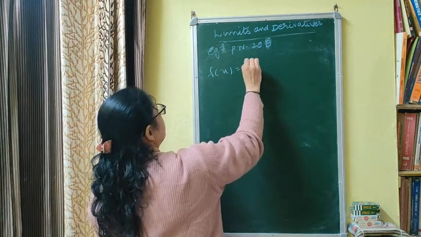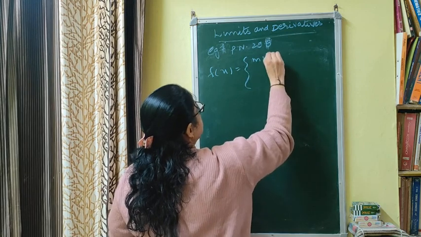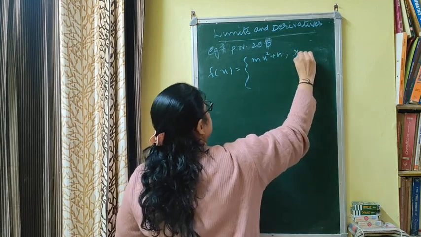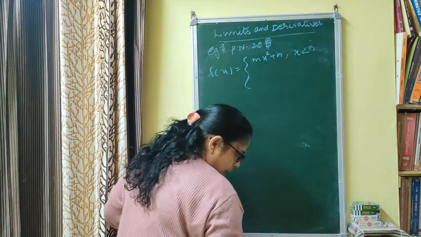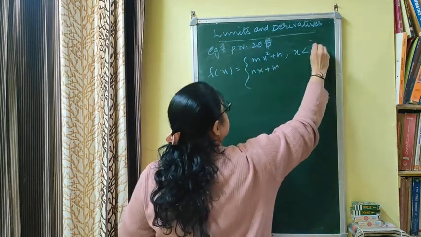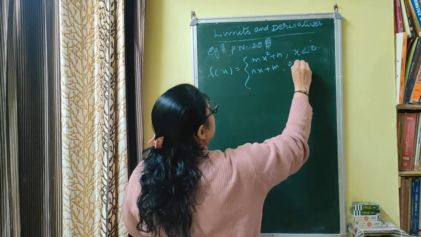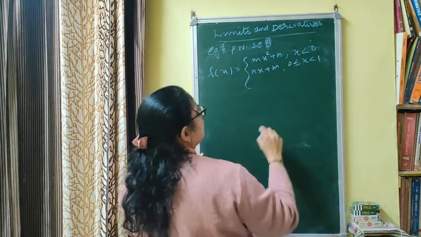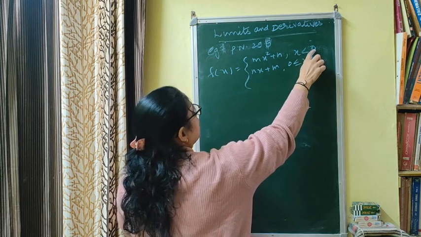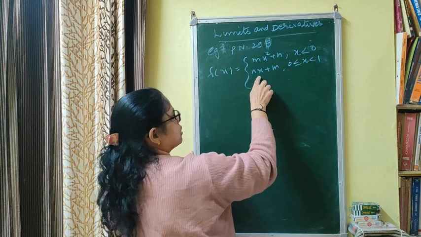Let me write the question. The first function is mx² + n if x < 0, and next is nx + m if 0 ≤ x < 1. That means for the left hand limit at 0, this is the function. For the right hand limit at 0, this is the function.